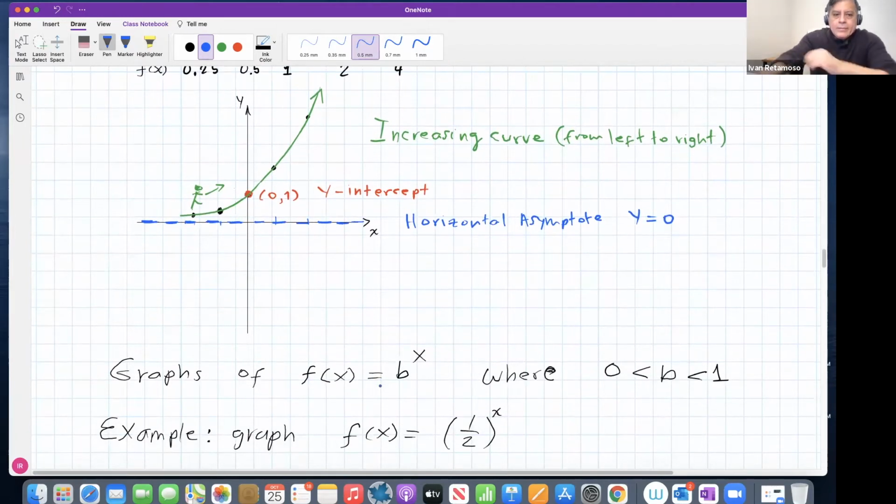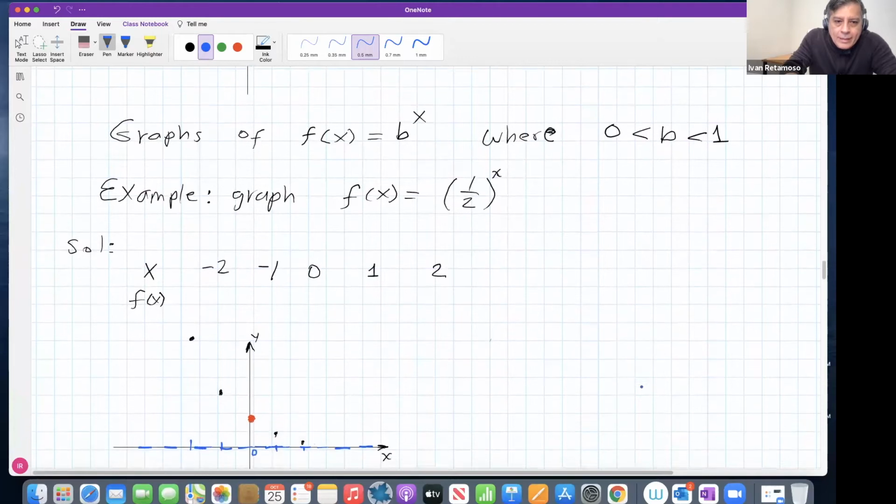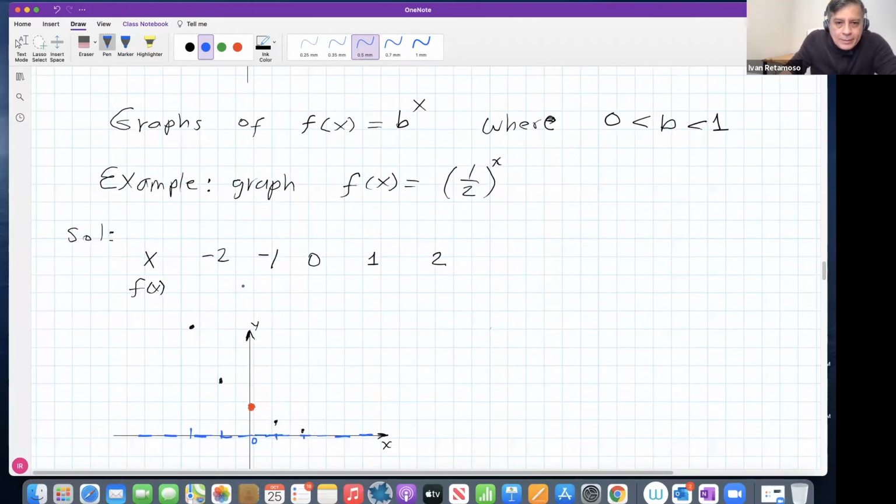Second scenario, what if the base is positive but less than 1? Some number between 0 and 1. Let's say, for example, 1/2, 1/3, 2/3. Could be. So let's see what happens. If we graph again by pairing up input values with output values, if I let my input values be 0 at the center, 1 and 2 to the right, -1 and -2 to the left, and I do what I did before, let's see what happens.